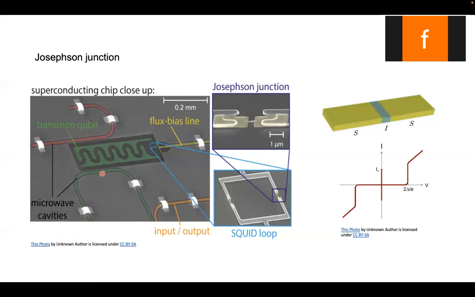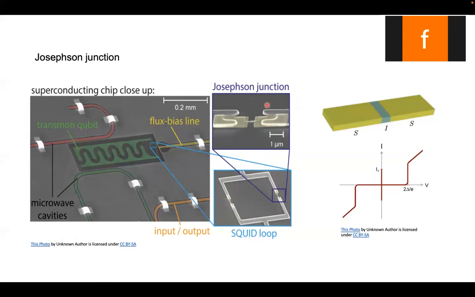There is also a microwave cavity here in green. This is a piece of metal which has some inductance and some capacitance, which is also coupled to this transmon. And so you see, we have a superconducting loop here, which is a SQUID, a superconducting quantum interference device. It is a closed superconducting loop, and here we have just some junctions.